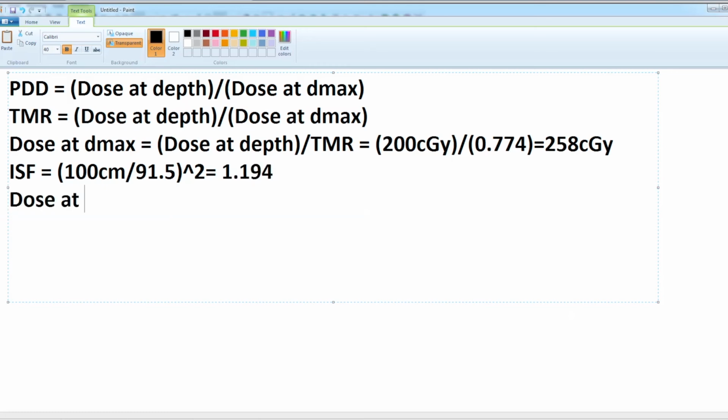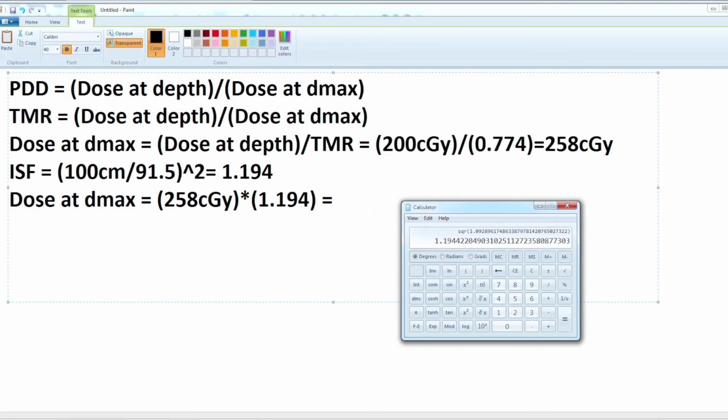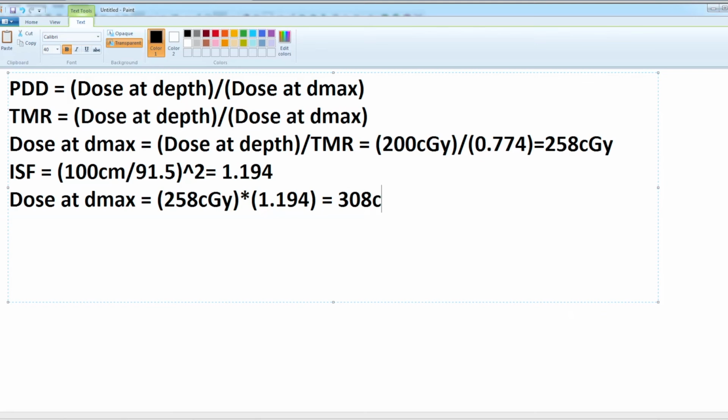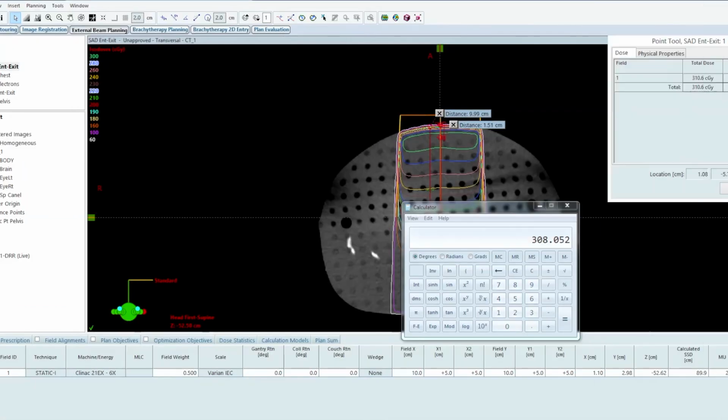Now, my dose at D max is equal to 258 centigray, which I calculated from before, times my inverse square factor of 1.194. Gives me 308. Let's see what I get. 310. 311. So 1% different. So that's how we calculate entrance dose for SAD setup.